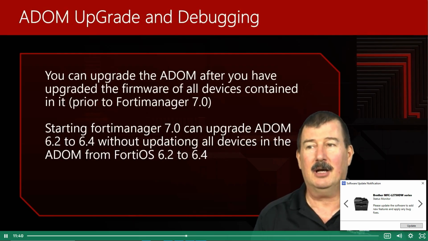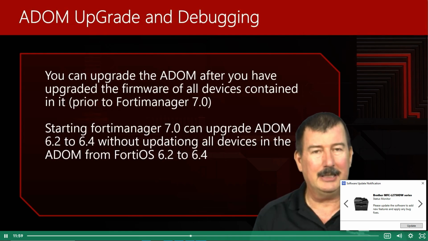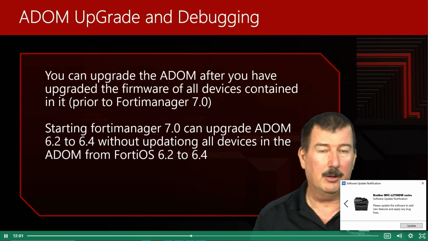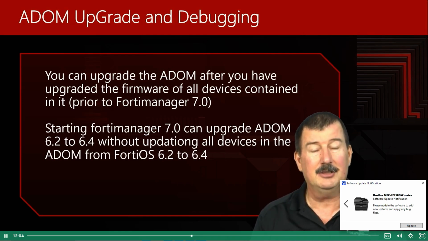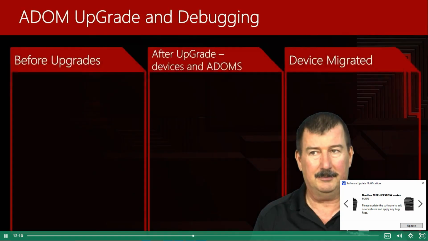At this time, what they talk about is you can upgrade ADOM after you've upgraded the firmware of all devices. Starting with 7, you can upgrade ADOM 6.2 to 6.4 without updating all devices in the ADOM from FortiOS 6.2 to 6.4. So again, what they're talking about here is the ADOM versus the FortiOS, which is your FortiGate operating system. There are different rules that you need to follow every time that you do upgrades.